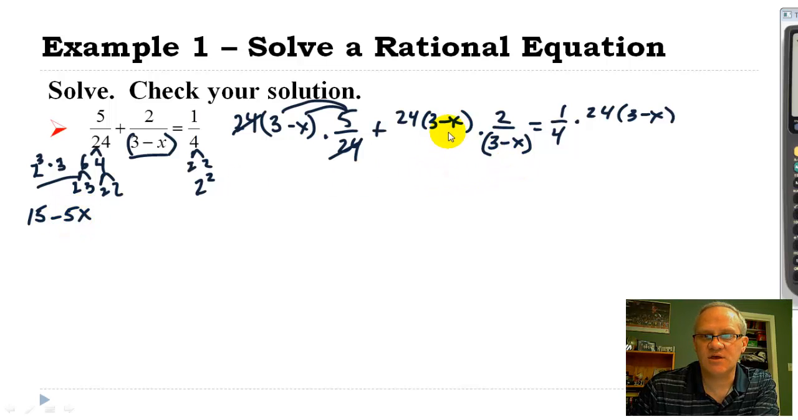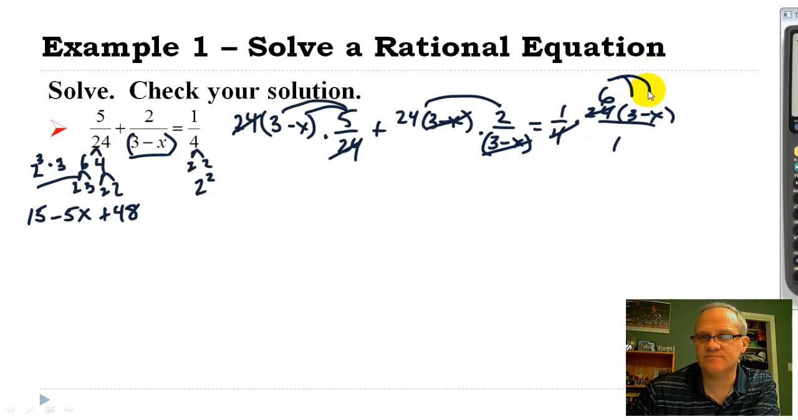Okay, what's next? On the next one, this whole 3 minus x will cross out that whole 3 minus x. What do we have left? 2 times 24, which is plus 48. Then over here, remember this is like over 1, so this 4 will cancel out here and leave me with 6 up here. So what we have left is we just distribute the 6, and that's going to be 18 equals 18 minus 6x.